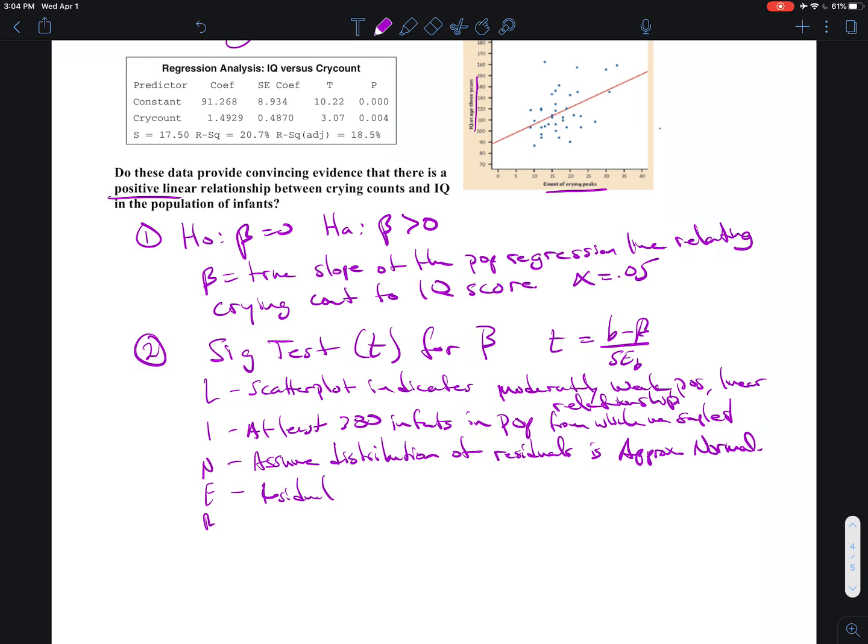Residuals assumed to demonstrate equal variance across X in the residual plot.